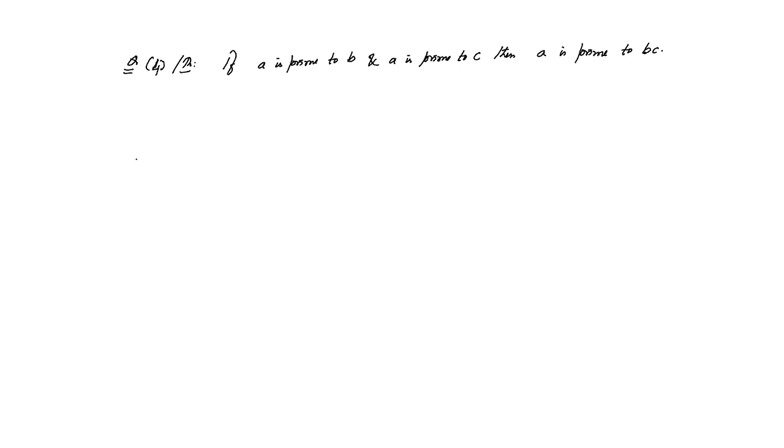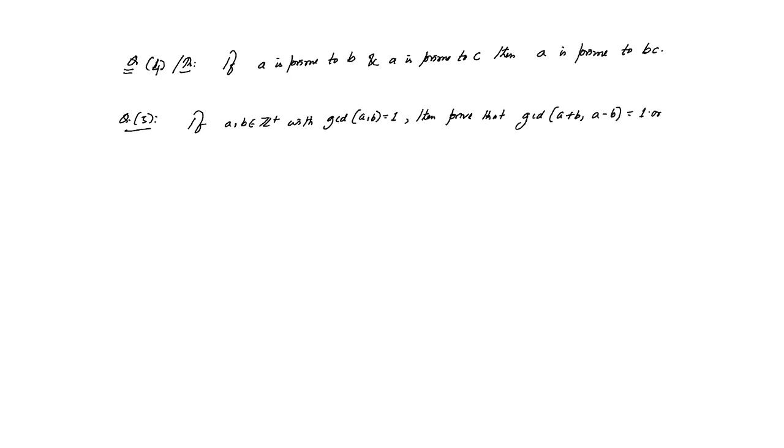Now we will solve some problems. So problem number 5. What is the problem? If A and B belong to Z plus, that means both are positive integers with GCD of A, B equal to 1, that means A is prime to B, that means they are relatively prime. Then prove that GCD of A plus B, A minus B will be 1 or 2.